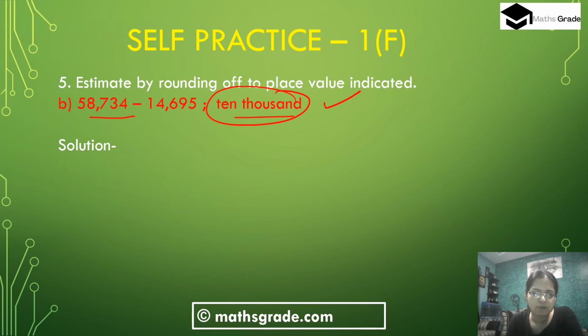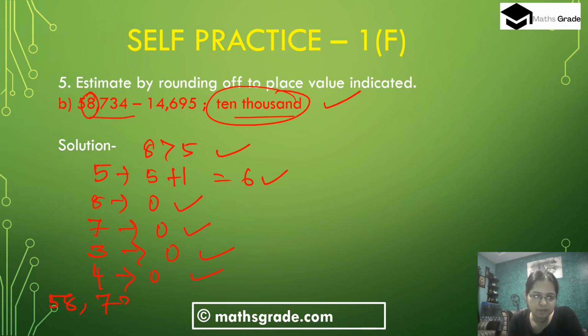58,734 rounded to the nearest 10,000. When we round any number to the nearest 10,000, just look at the 1000 place digit. Here the 1000 place digit is 8 and 8 is more than 5, so we have to add 1 to the 10,000 place digit. Here the 10,000 place digit is 5, so 5 changes to 5 plus 1, which is 6. The 1000 place digit 8 changes to 0, the 100 place digit 7 changes to 0, the tens place digit 3 changes to 0, and the unit place digit 4 changes to 0. So 58,734 rounded to the nearest 10,000 is 60,000.